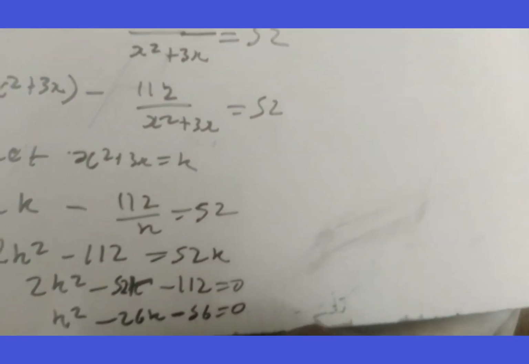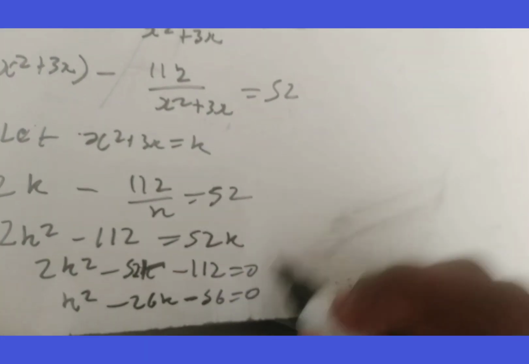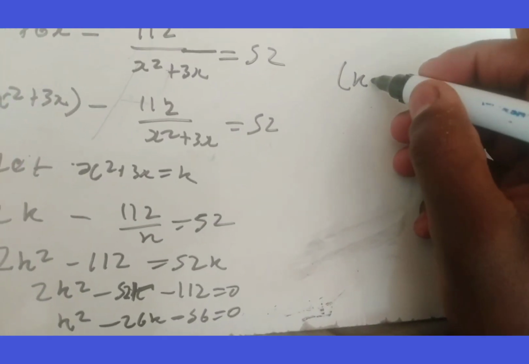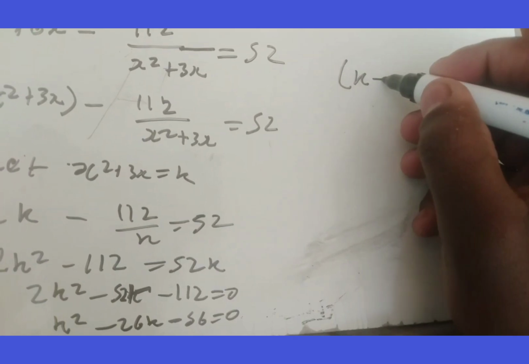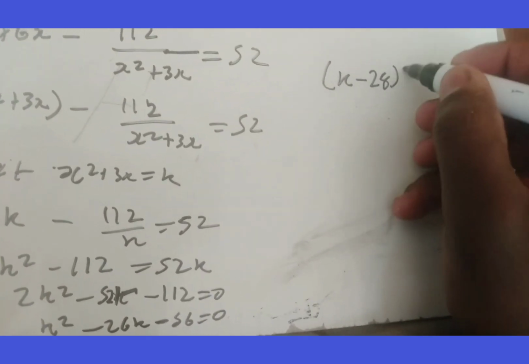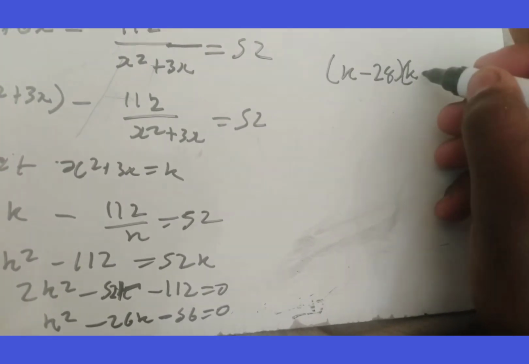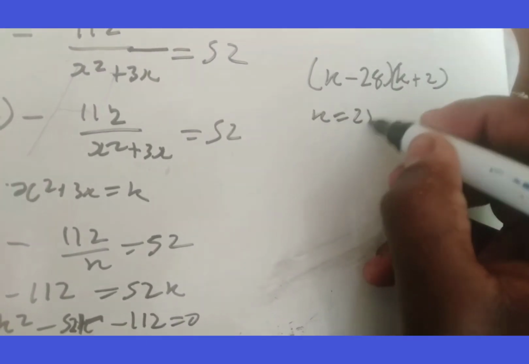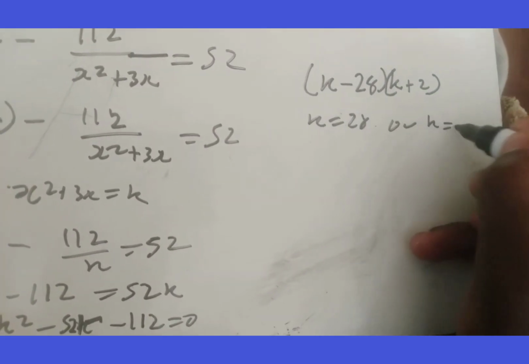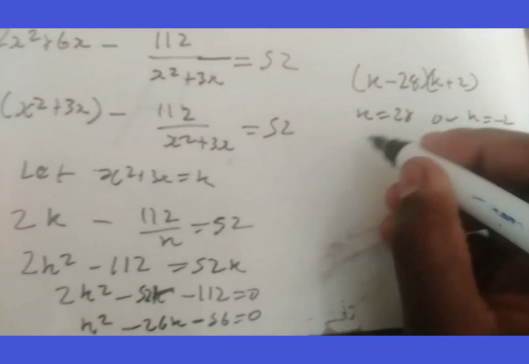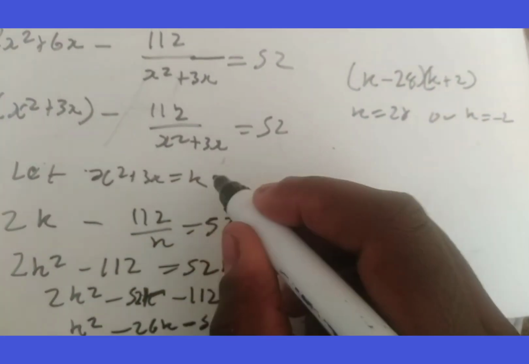And then if we factorize this stuff, it's gonna be k. You can also use the quadratic formula, up to you. k minus what? Minus 28. And then k plus 2. Yeah, it will work out. So it means k is equals to 28, or k is equals to -2. So what do we do? Now we replace it back with what we used to represent. So since we said this must be k, we now put it back.